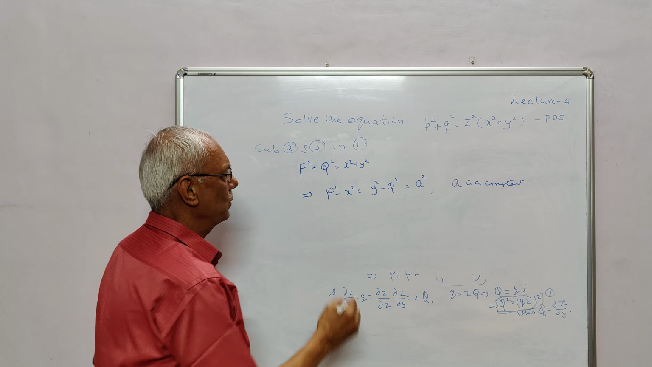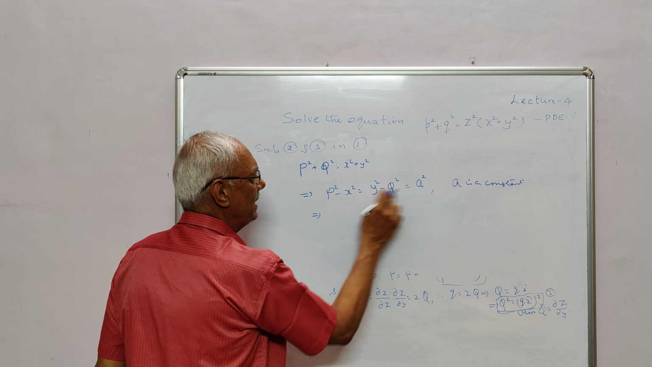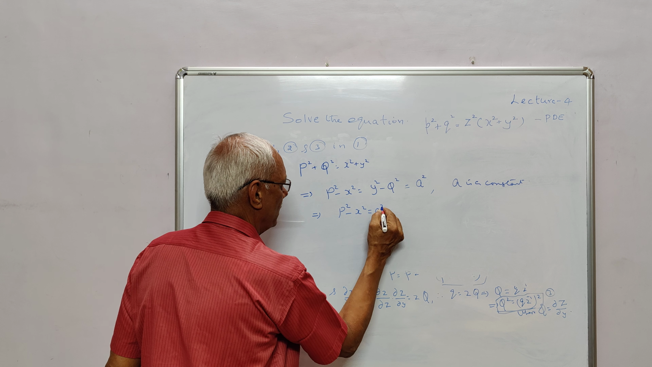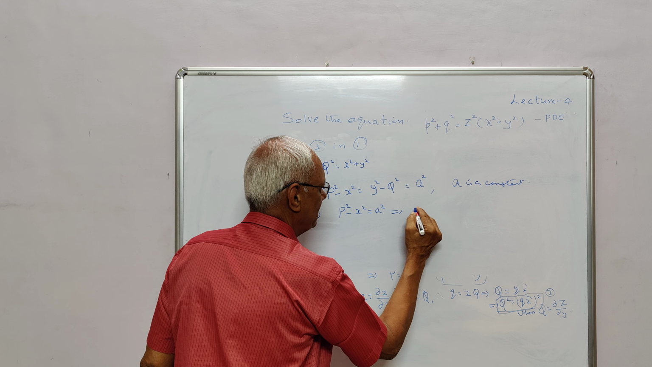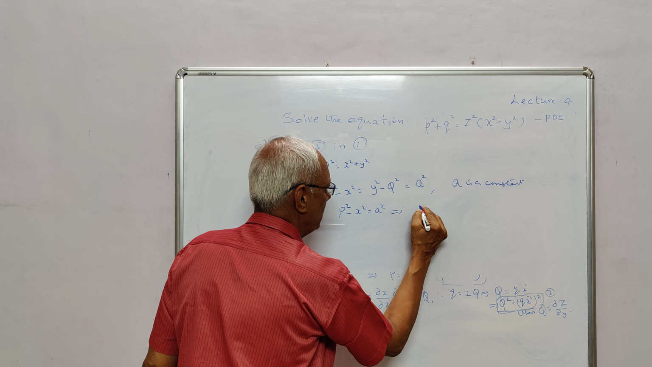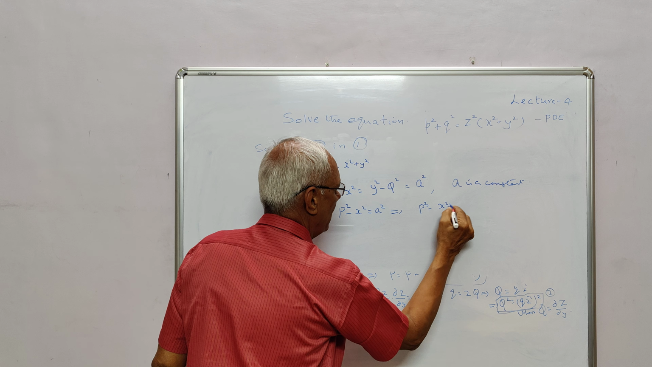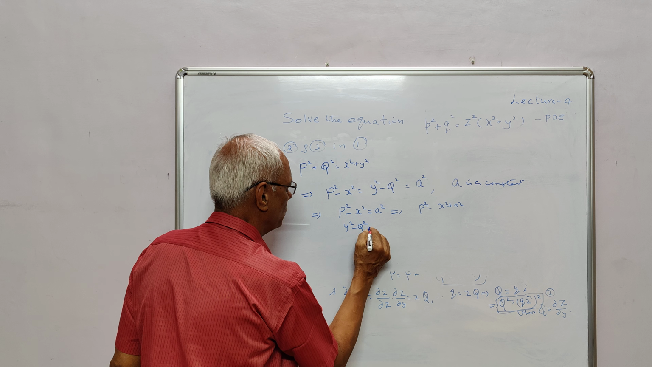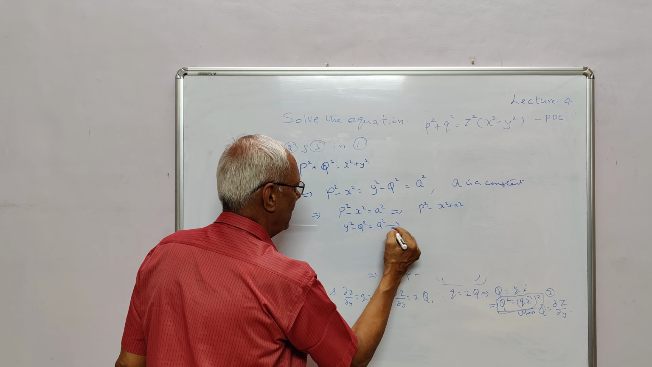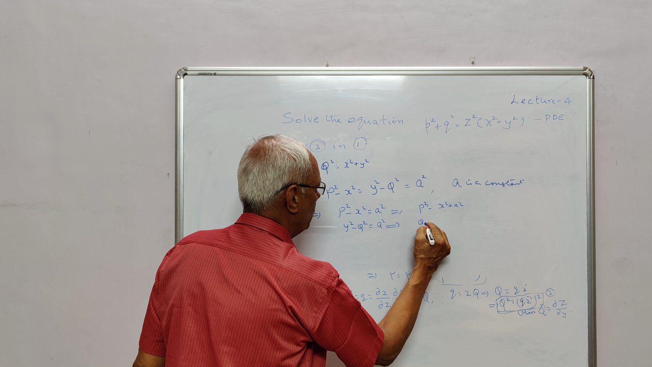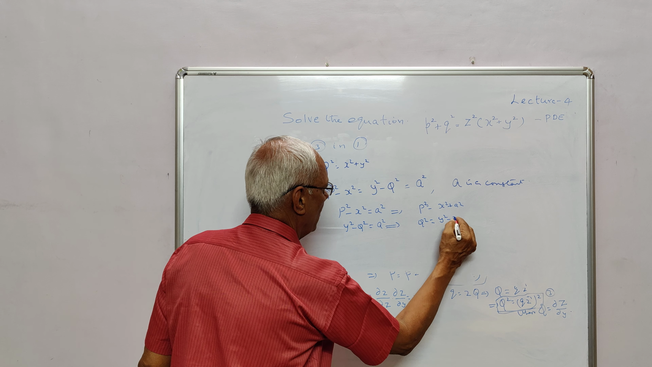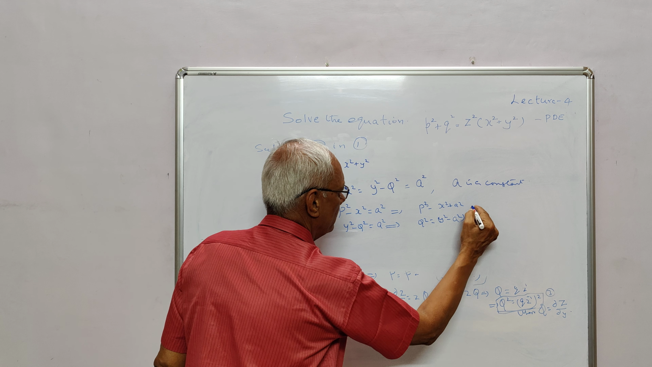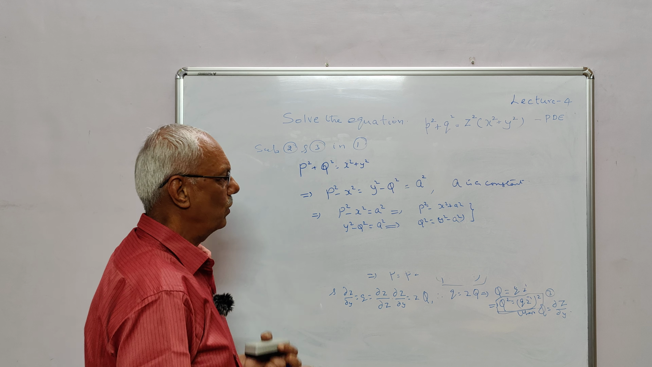So this simply implies P squared minus X squared is equal to A squared. This implies your P squared is equal to X squared plus A squared. And Y squared minus Q squared is equal to A squared, which implies your Q squared is equal to Y squared minus A squared. So these two are important.